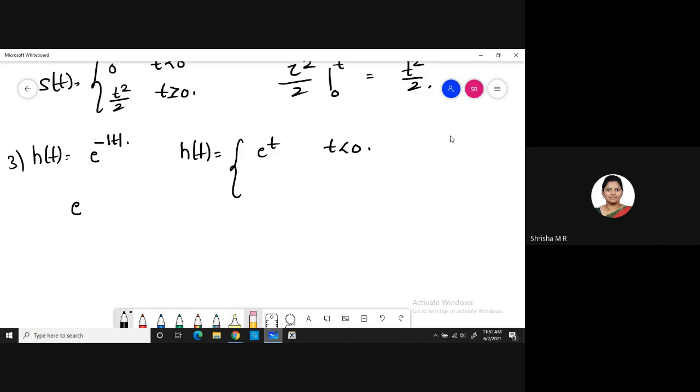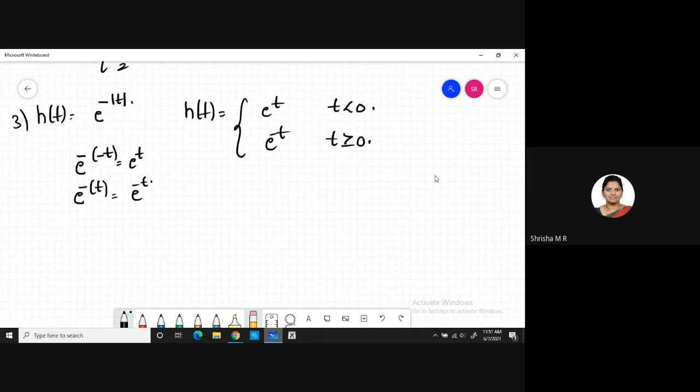Because you have e power minus of minus t, it will become e power t for t less than 0 values. For t greater than 0, it will be e power minus of plus t, which will be equal to e power minus t. So it's e power t for t less than 0, e power minus t for t greater than or equal to 0. These are the two conditions for t values. Now try to solve the step response.